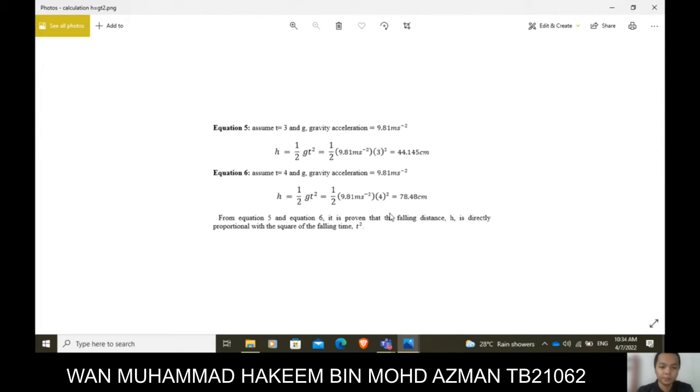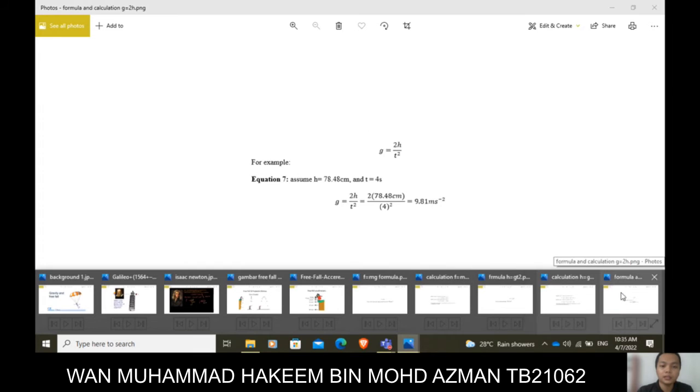So we can conclude that whenever the falling distance increases, the square of falling time also increases. Instead, whenever the square of falling time increases, the falling distance also increases.